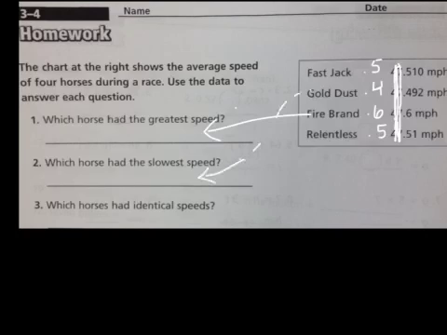Now, Fast Jack and Relentless look the same, but we want to make sure that we're not just looking at the tenths place. So I'm going to write Fast Jack's here, and I'm going to write Relentless here. Now remember, we can add as many zeros as we want after the decimal point. So when we do that, we have 0.510 and 0.510, so those two are the same.